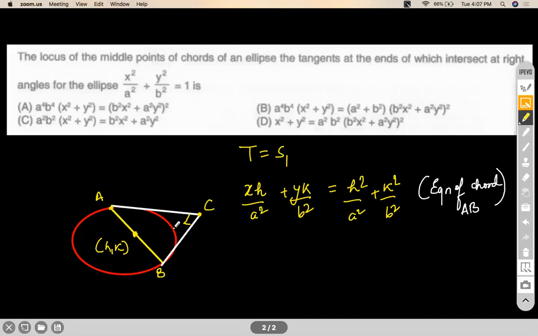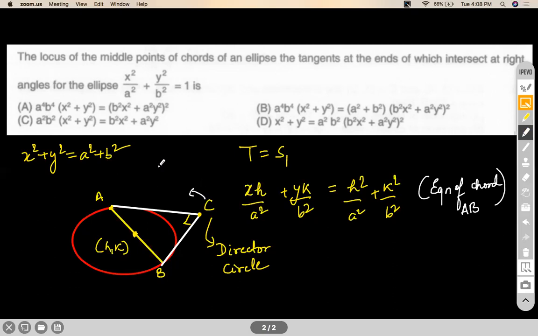Now this is under the assumption that (h, k) is the midpoint. Now, we all know that if the tangents drawn at the end of a chord meet at 90 degrees, that means this C must lie on the director circle. Director circle is the locus of all such points from where tangents drawn to a particular conic are at right angles to each other. So for such a conic, the equation of the director circle is given to be this. So can I do one thing? Can I assume that the point C is, now this is your R square. This is treated like R square. So let C be (R cos theta, R sin theta). That means I can assume C coordinates to be this cos theta, this sin theta.